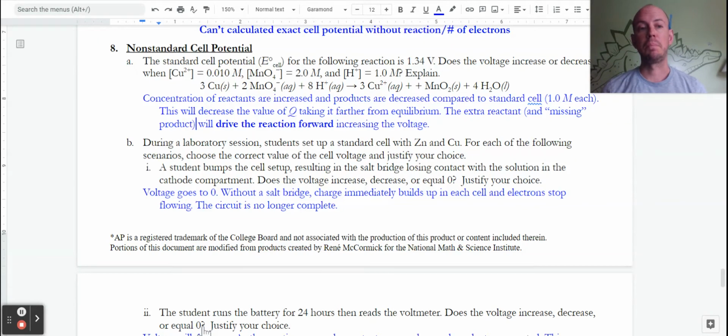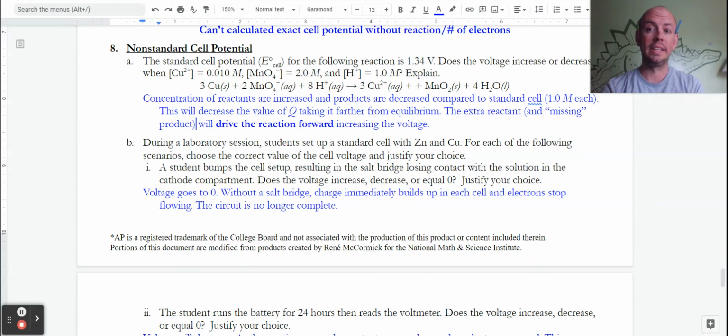Here we have a few applications of non-standard cell potentials and the way we can think about the Nernst equation. So the standard cell potential for this reaction, copper metal with the permanganate ion in acidic solution, is 1.34. If I make some changes to concentrations, is that going to increase or decrease the voltage?